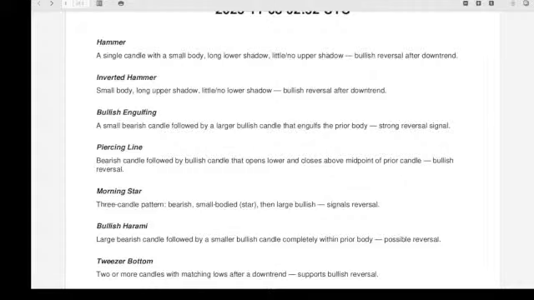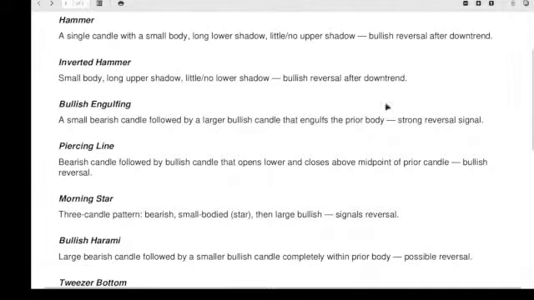So the following things that you're seeing on your screen are bullish candlestick patterns. So just study them as much as you can. We start with the hammer, right? We have inverted hammer, bullish engulfing, in line, morning star. So all these are bullish candlestick patterns. Okay, so just take your time and take notes on these patterns.